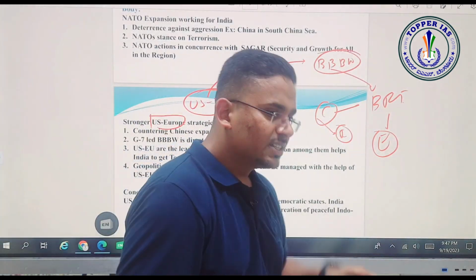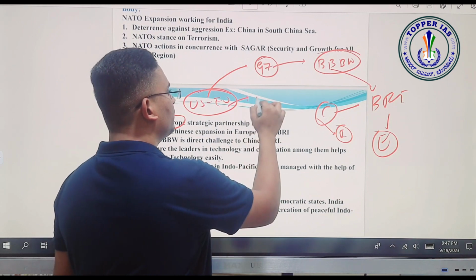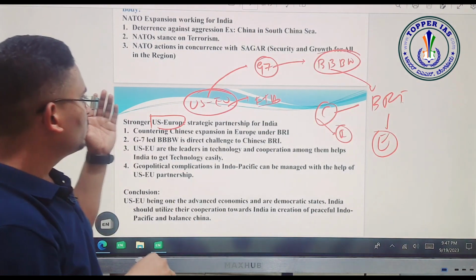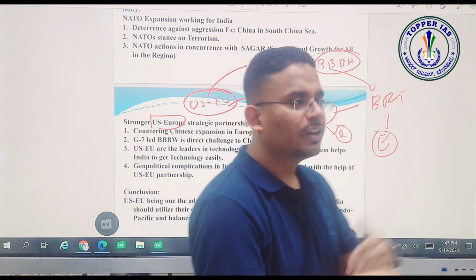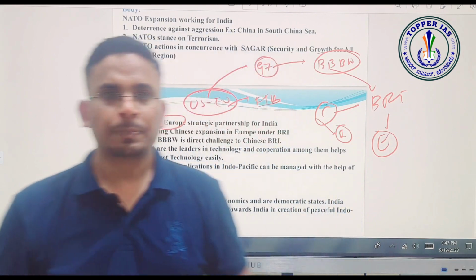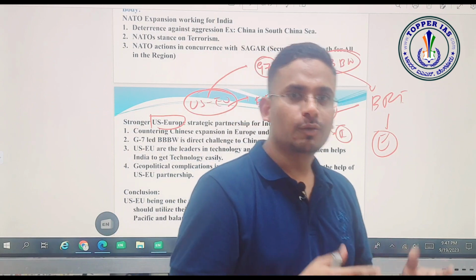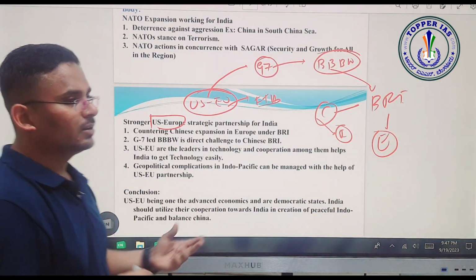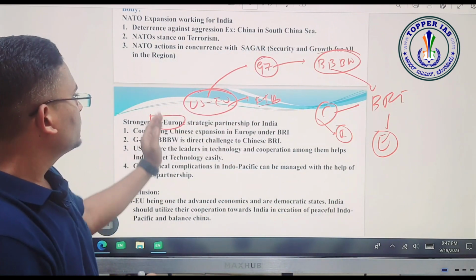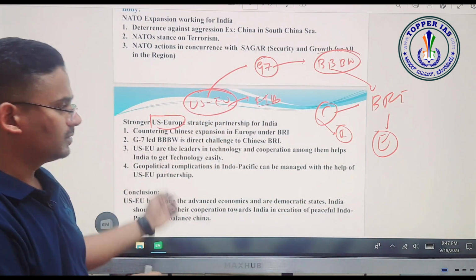That is one thing. Second, if these two are together, you can sign free trade agreements easily between the countries. These two are technologically very advanced. If we have a very good relation with them, don't you think they will transfer technology to India, to a certain extent if not completely? In that sense, you have to bring out that the expansion of NATO and the strategic relation between the US and EU really work for India. Give some examples.